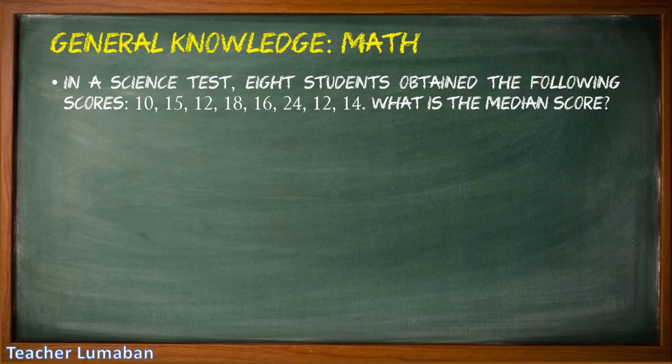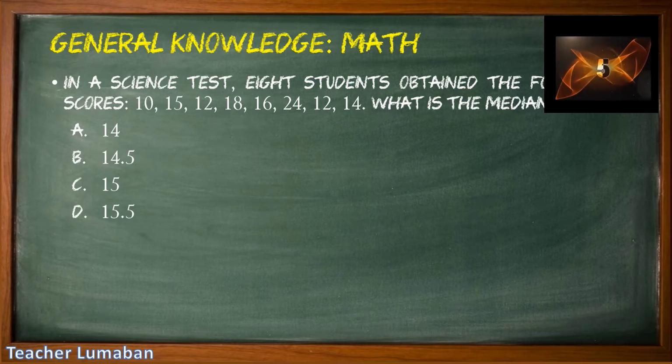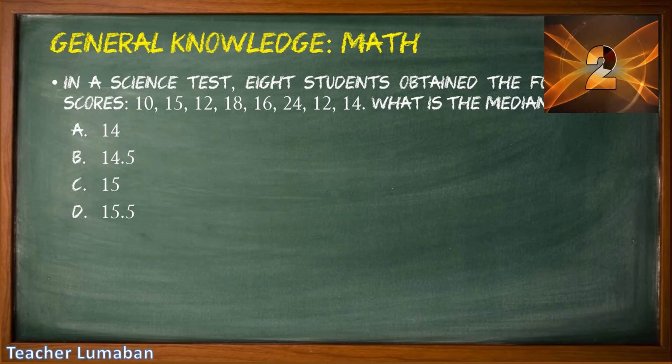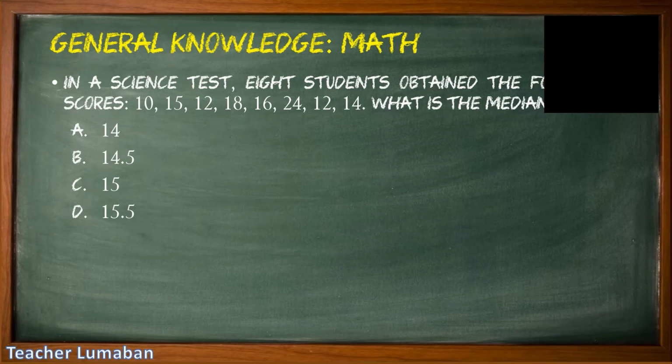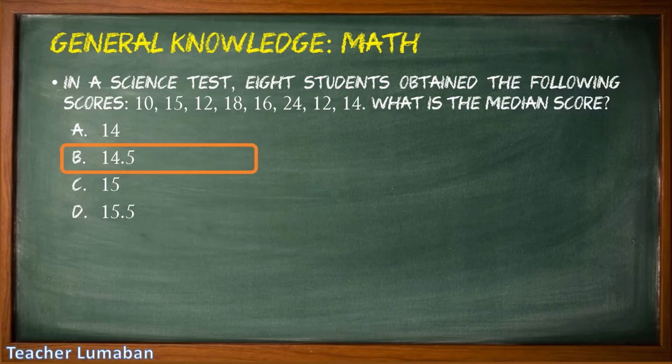In a science test, 8 students obtained the following scores: 10, 15, 12, 18, 16, 24, 12, 14. What is the median score? Letter A: 14. Letter B: 14.5. Letter C: 15. Letter D: 15.5. 5, 4, 3, 2, 1. The correct answer is letter B, 14.5.